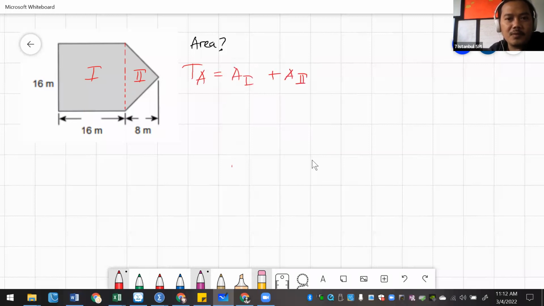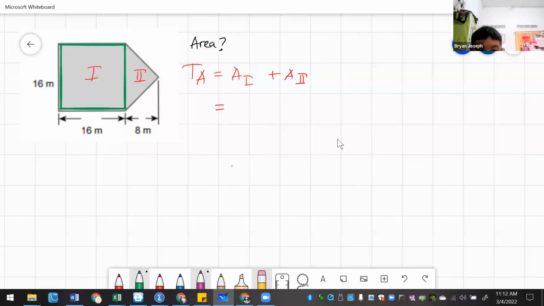And since we know that the first shape is a square, okay, I'm gonna go to Brian. Brian, what's the area of the first shape? Yang mana Brian? Yang ini nih, saya gambar boleh ya? Nih, shape pertama yang ini nih. Set. Boom. Nah, itu dia. 16 times 16. Ya, betul sekali ya. 16 times 16. Thank you, Brian.